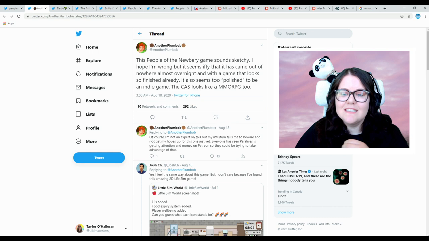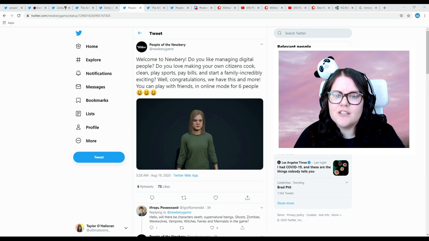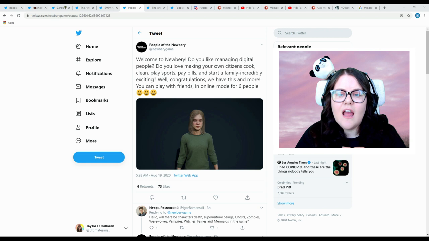So this is actually a tweet from the people of the Newbery. This is at Newbery Game. It says, welcome to Newbery. Do you like managing digital people? Do you love making your own citizens cook, clean, play sports, pay bills, and start a family? Incredibly exciting. Well, congratulations, we have this and more. You can play with friends in online mode for 6 people.